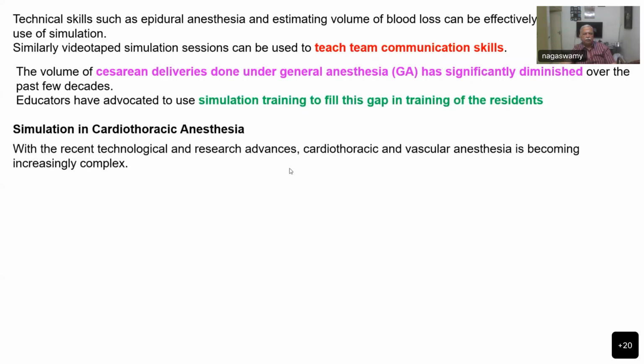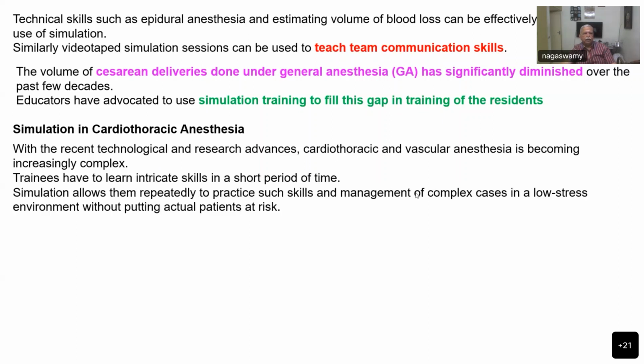And in cardiothoracic anesthesia, there are recent technological advances, and cardiothoracic and vascular anesthesia are becoming increasingly complex. So trainees have to learn the intricate skills in a short period of time. After all, your training period is only 3 years. And your posting in cardiothoracic may be hardly 1 or 2 months. So within that time, you have to learn that, which again can be easily learned if you have a simulation lab. And simulation allows them to repeatedly practice such skills and management of complex cases in a low stress environment without putting actual patients at risk. Again and again, this is the prime advantage. You are not putting any patient at risk.